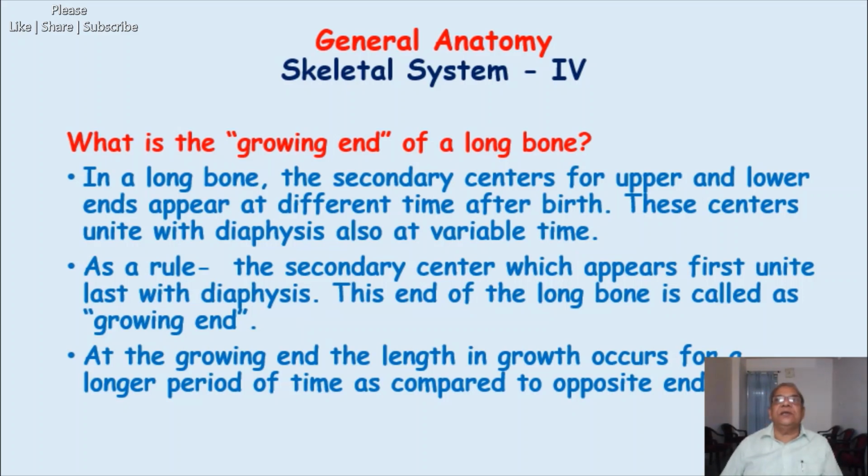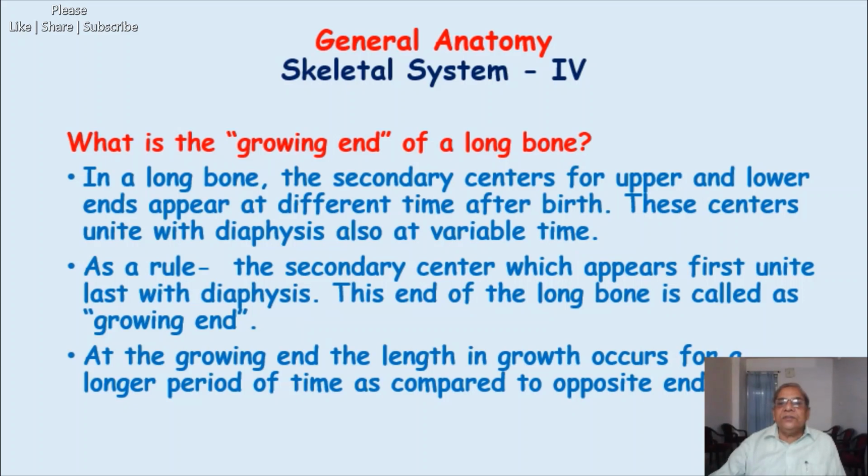Secondary centers usually appear after birth, and these centers unite with the diaphysis also at variable times. That means if at one end the center appears in the first year, then for the other end the center will appear somewhere in the second year, third year or fifth year. So there is a variable time of appearance of these secondary centers.